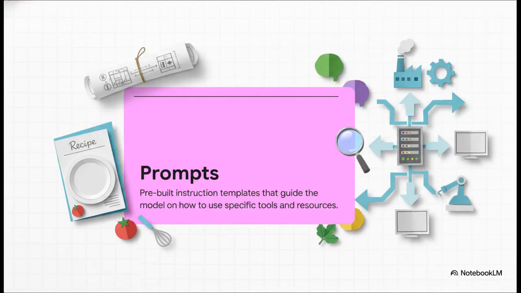And that brings us to the final piece, prompts. The best way to think of these is like recipes or blueprints. They're pre-built instruction templates that you, the user, are in control of. You use them to guide the AI through a more complex task, essentially telling it, hey, to get this big job done, I need you to use these specific tools and these resources, and in this particular order.